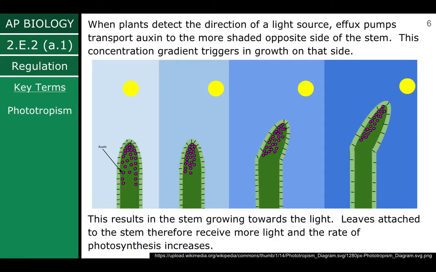When plants detect the direction of a light source, efflux pumps transport oxygen to the more shaded opposite side of the stem. This concentration gradient triggers the growth on that side. This results in the stem growing towards the light. Leaves attached to the stem therefore receive more light, and the rate of photosynthesis increases.